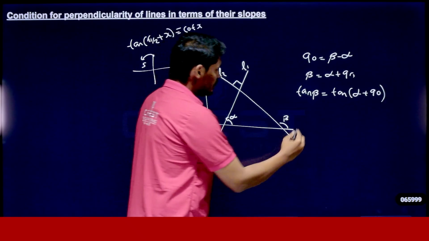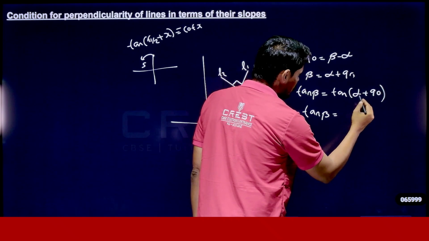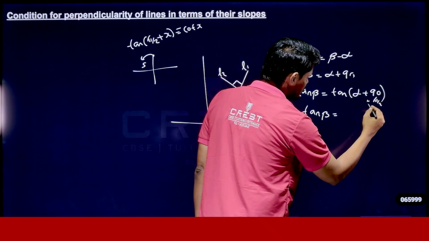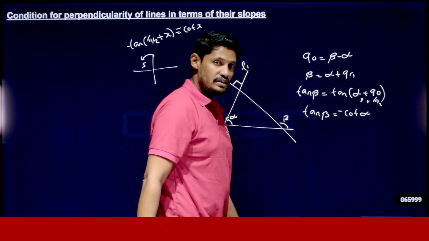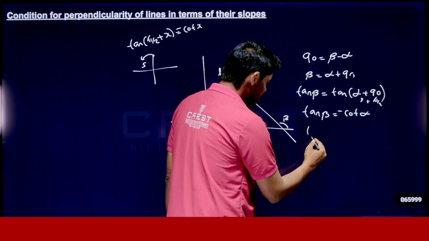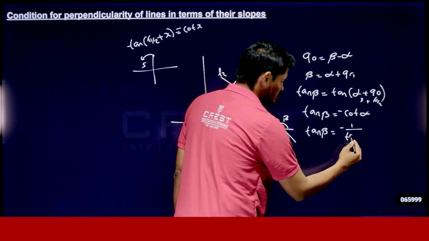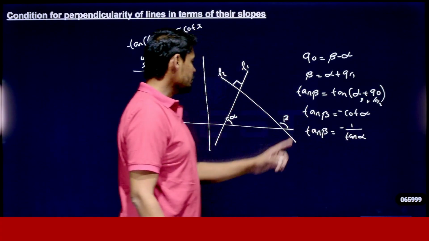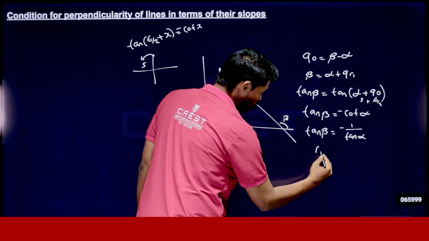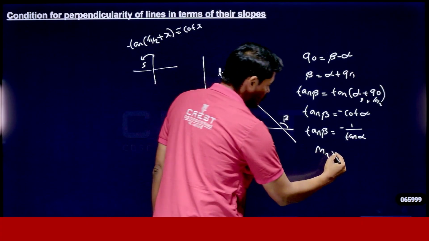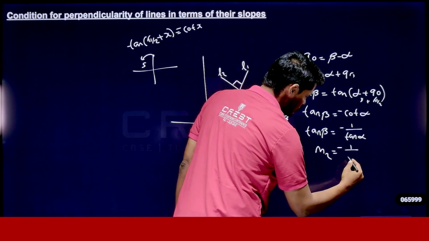So here tan beta is equal to minus cot alpha, and cot is the reciprocal of tan. We can again write tan beta is equal to minus 1 by tan alpha. And what is tan beta? Tan beta is the slope of L2, that is M2. And what is tan alpha? Tan alpha is the slope of L1, that is M1, so M2 equals minus 1 divided by M1.